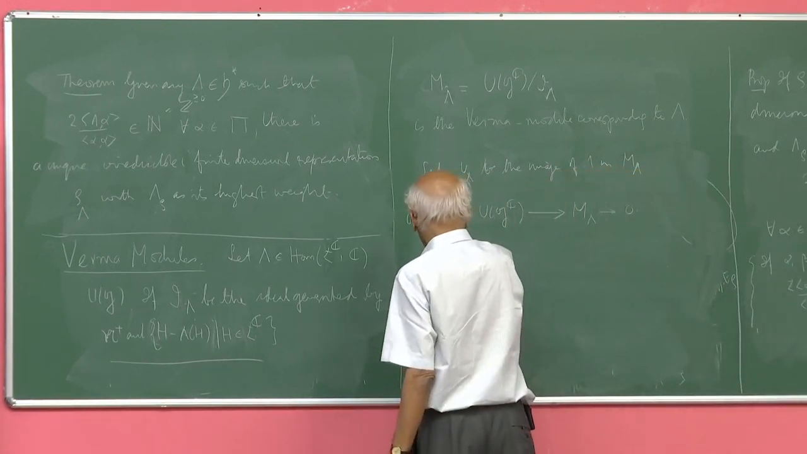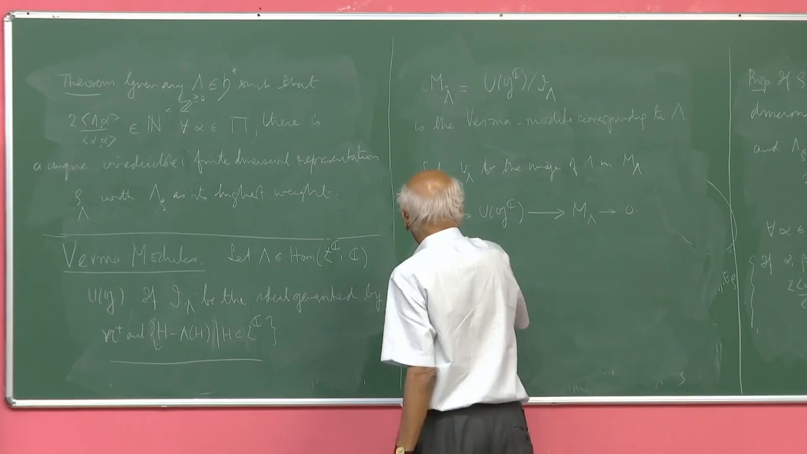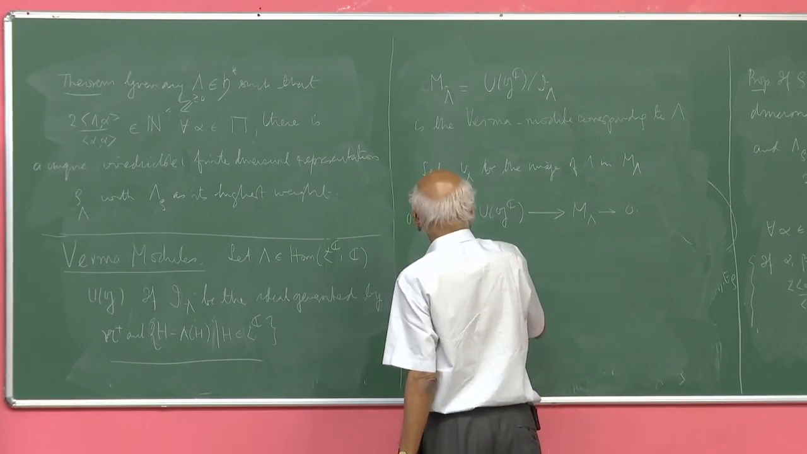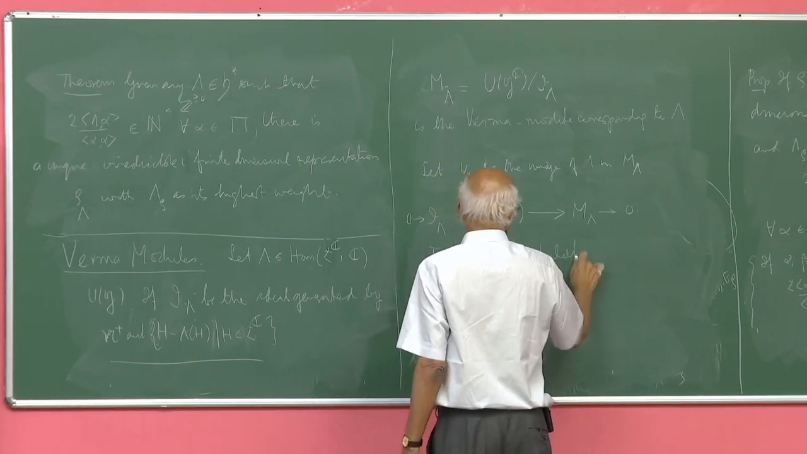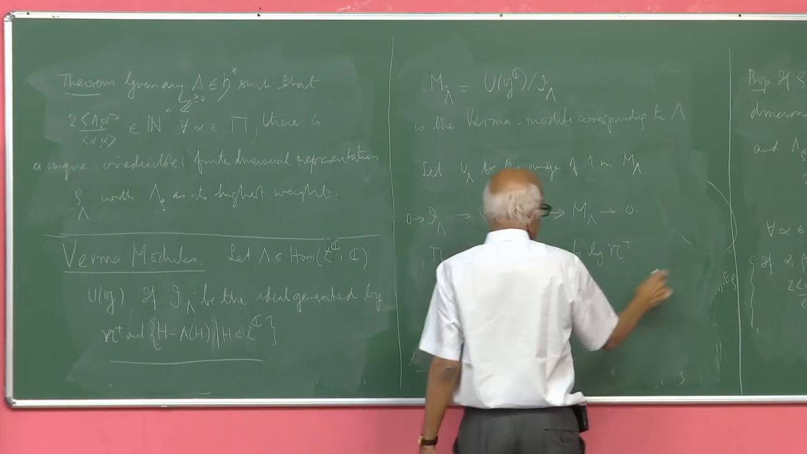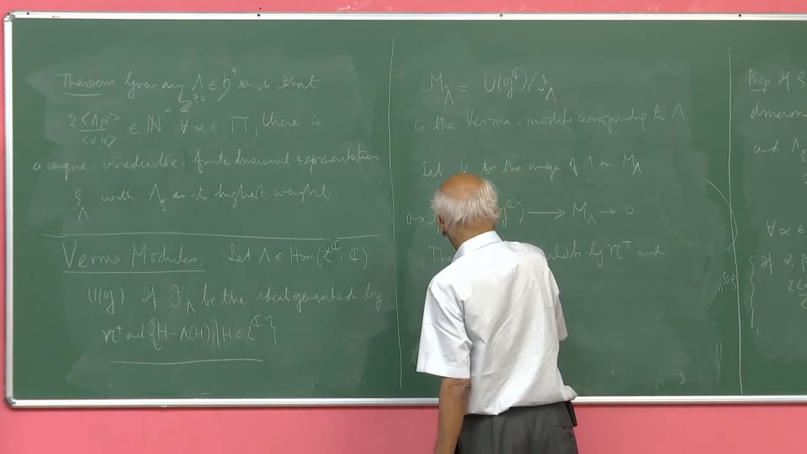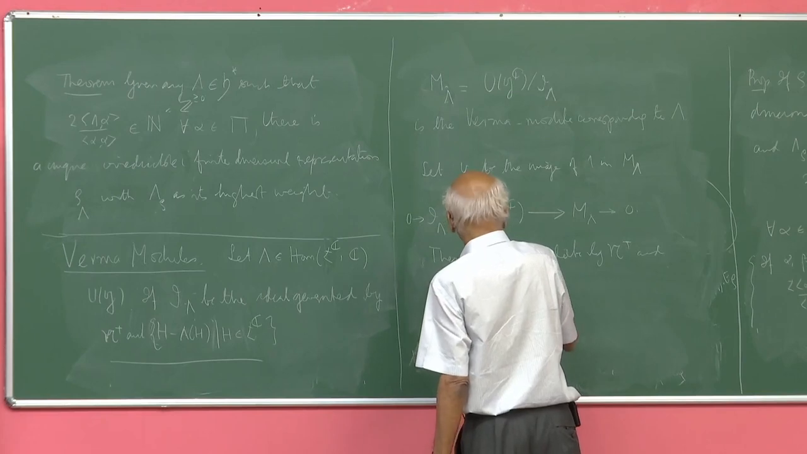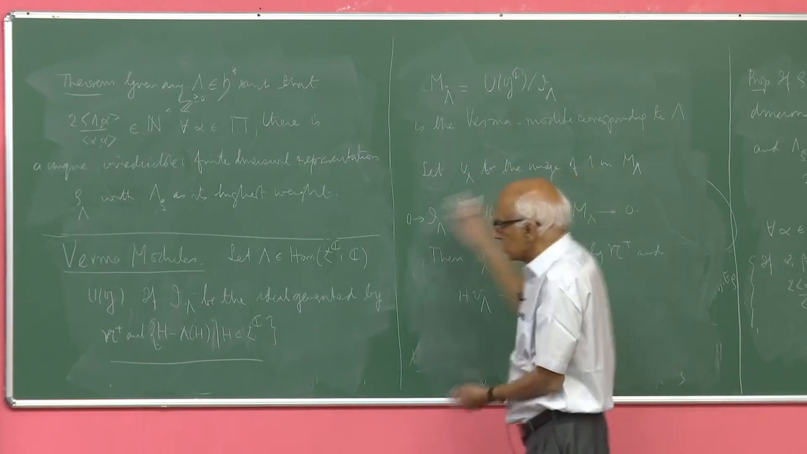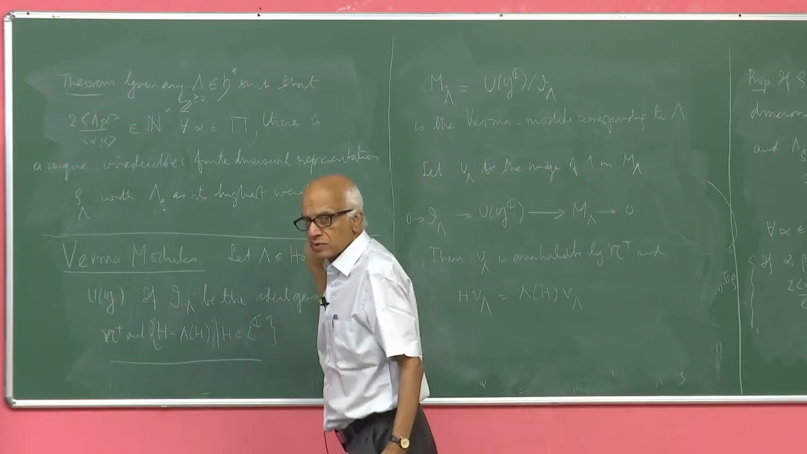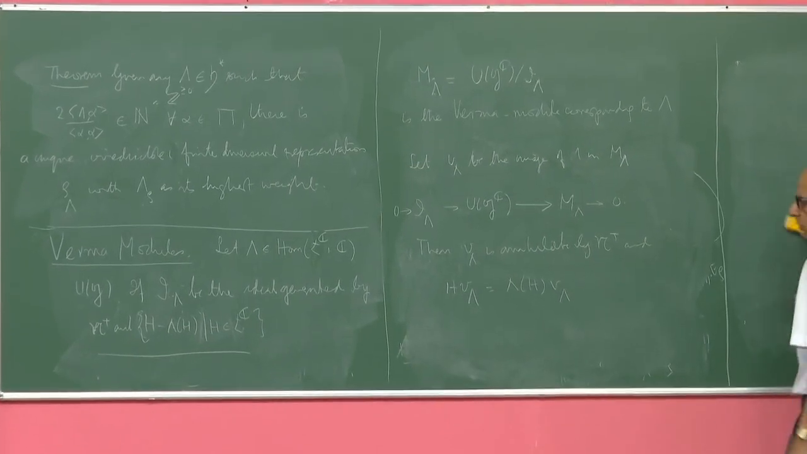Now the point is, claim: first of all, v lambda is annihilated by n plus, and we also have H v lambda equals lambda H v lambda. That is exactly how this is defined. H minus lambda H annihilates the vector because it is in the ideal, therefore H v lambda is lambda H v lambda. And therefore it follows that, which is often used.